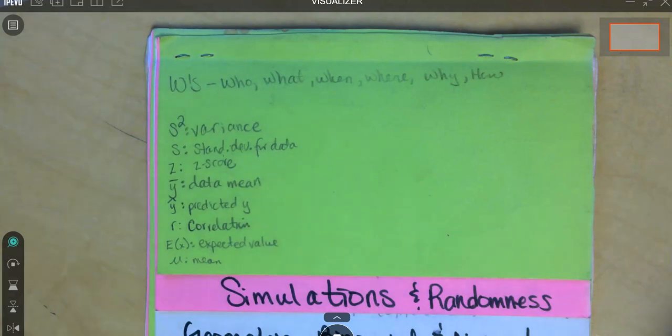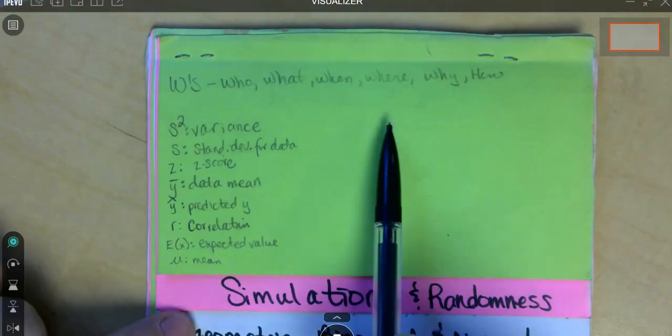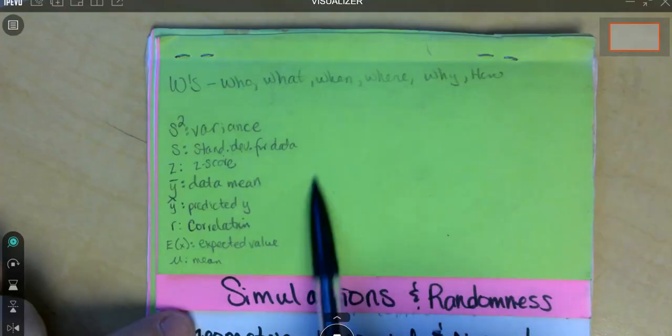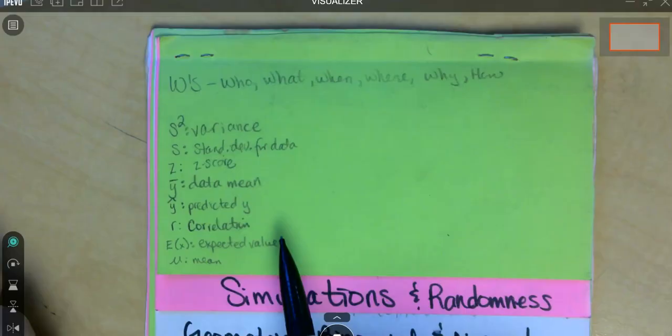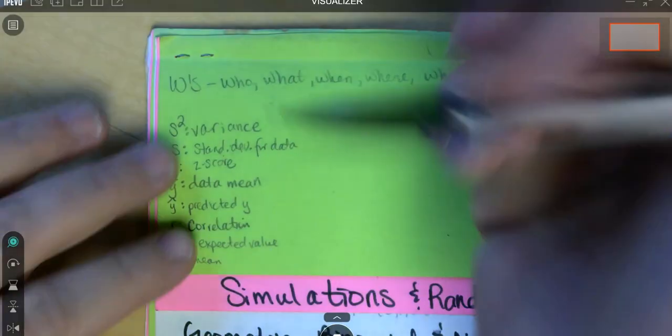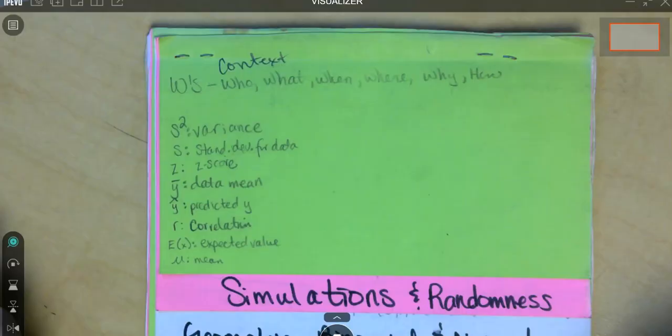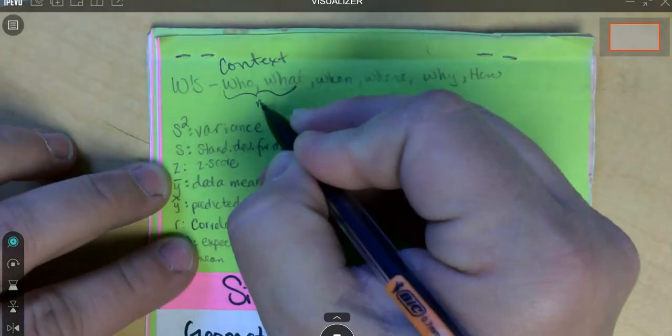Okay, so we are going to do simulations and randomness, but first I'd like you to go ahead and write some of these things down. These are just some helpful things that don't really fit on the other pages, but remember the W's. This is also if it asks for the context. The context is who, what, when, where, why, how. Remember these two are required.